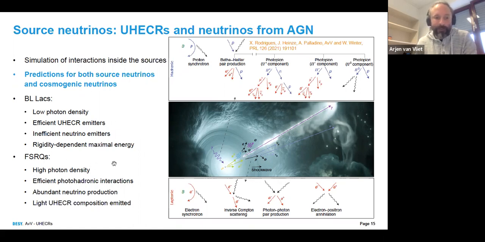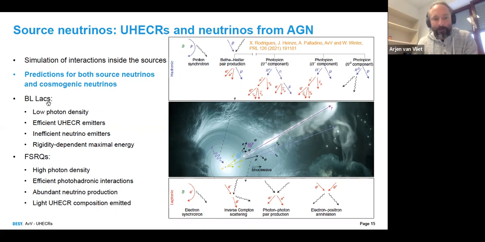So this also means that you have 2 different types of sources. A low photon density means that you have very few interactions inside the sources themselves, which means that you can actually quite efficiently emit ultra-high-energy cosmic rays without them interacting and losing energy inside the sources. But this also means that these sources are relatively inefficient neutrino emitters, because you actually need interactions inside the sources to produce neutrinos and to emit neutrinos.